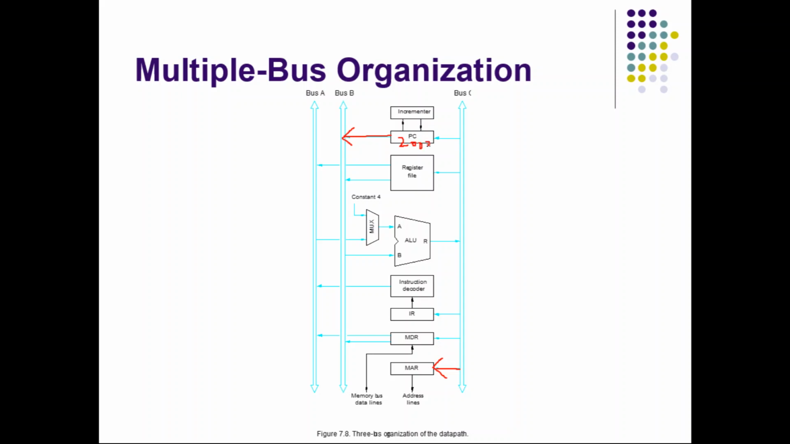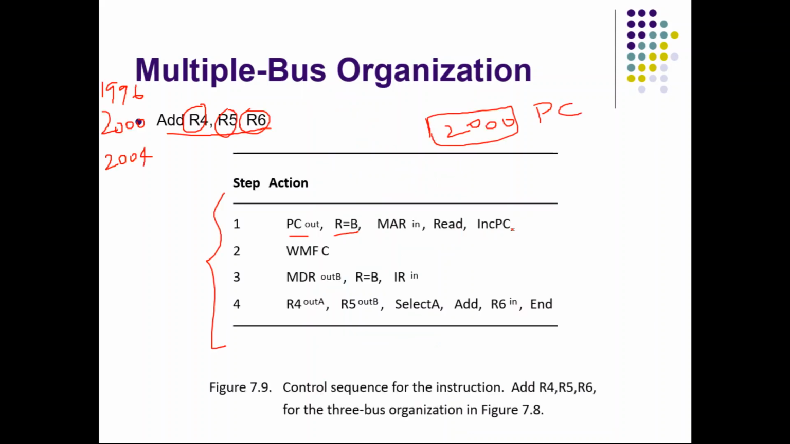First we do PC out. When you say PC out, this 2000 will be available on bus B. Obviously, this 2000 is available at the B input of the ALU. Next, the instruction we give is R equal to B.